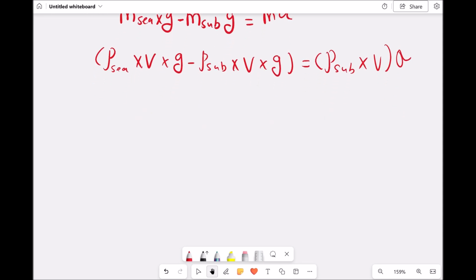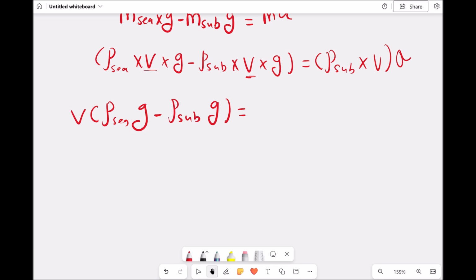Now guys, look, let's rearrange the equation. I have volume and I have volume. I'll write V, volume multiplied by density of the seawater. You have, let's make it smaller, density of the seawater multiplied by gravity minus density of the submarine. This is C, density of the sea, multiplied by gravity minus density of the submarine multiplied by gravity. Okay, I have taken volume as the common.